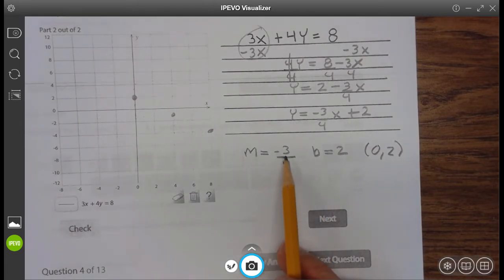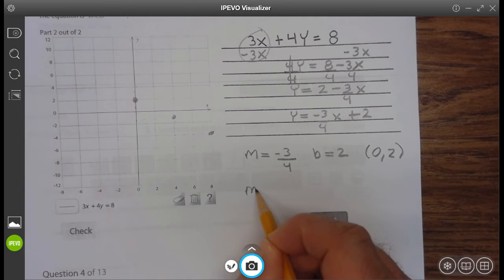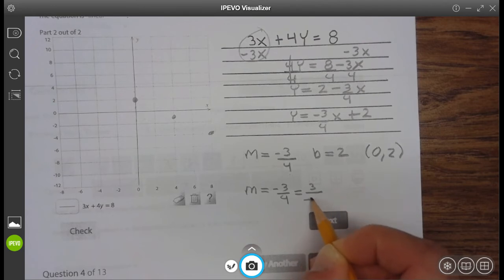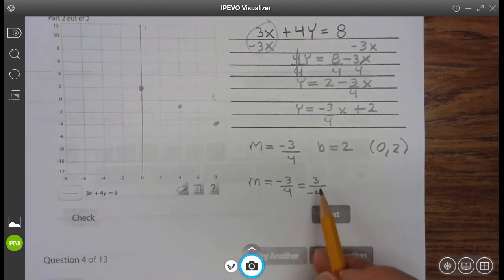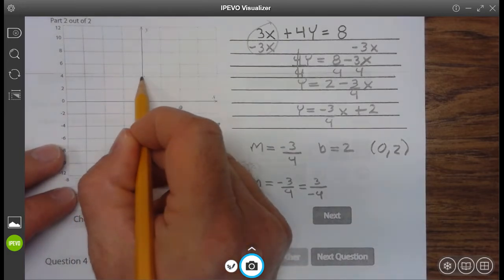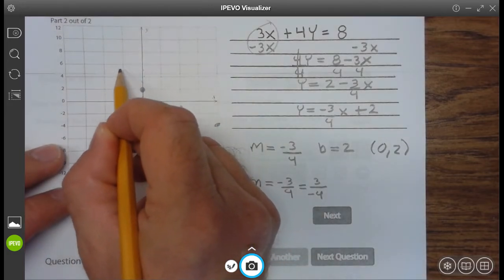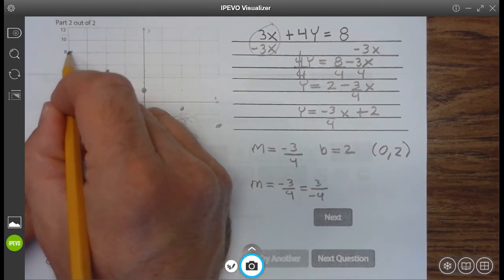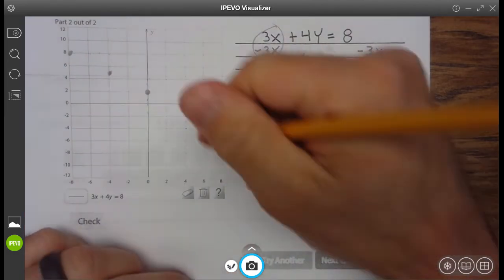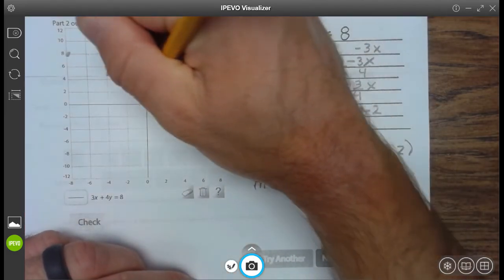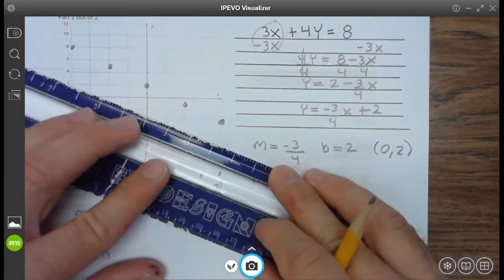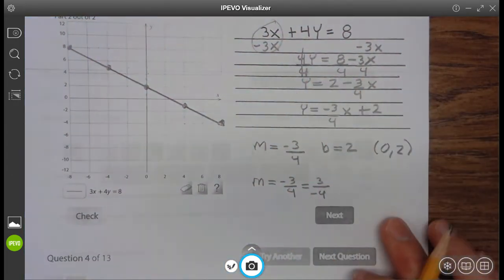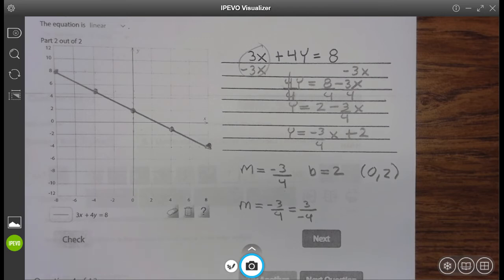Now, if you go down 3 to the right 4, we know that we can write this. M equals negative 3/4 is equivalent to 3 divided by negative 4. So we can go up 3 to the left 4. So we go up 1, 2, 3 to the right 1, 2, 3, 4. And we have our line. And let me make these points a little bit easier to see. And then we connect. All right, go ahead and finish up example 4.